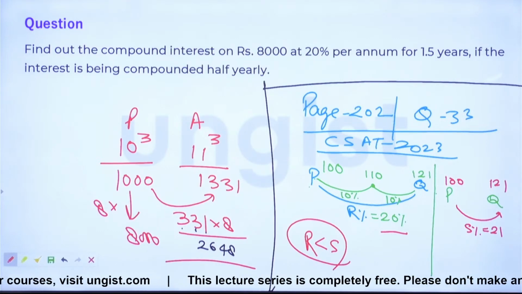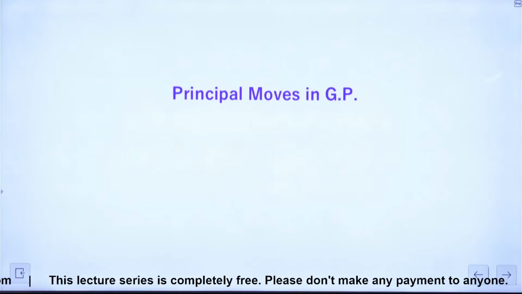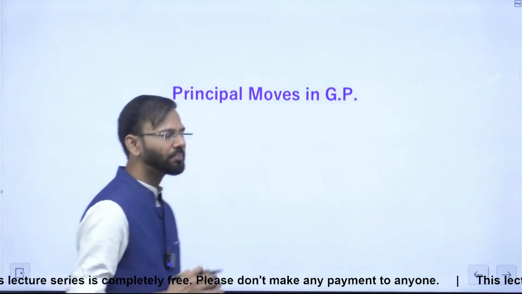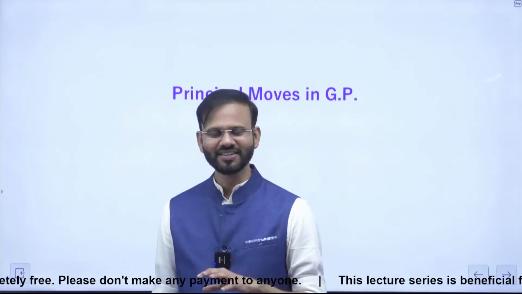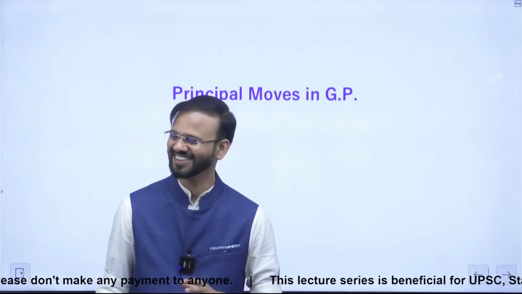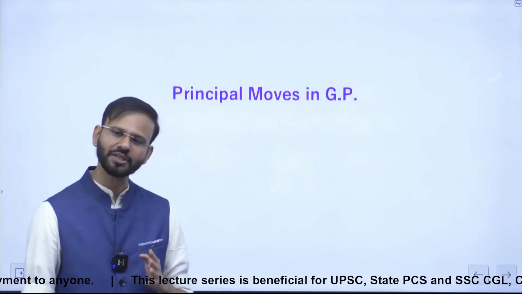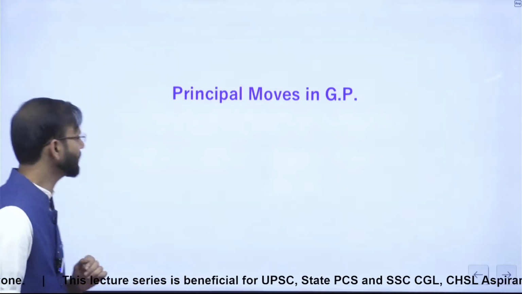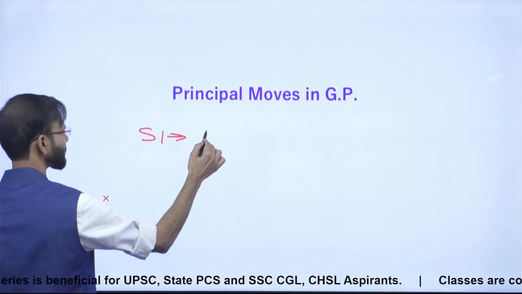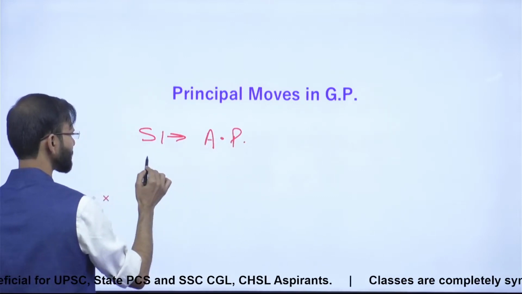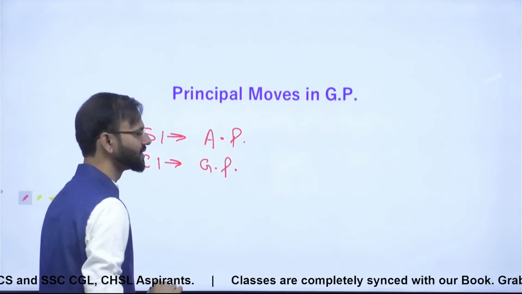अच्छा ठीक है. After that, all of you, principal moves in GP. This I have told you yesterday also. In case of compound interest, principal moves in GP, and in case of simple interest, principal moves in AP, right? I repeat, in case of simple interest, principal moves in AP, and in case of compound interest, principal moves in GP. What is AP and what is GP, guys?